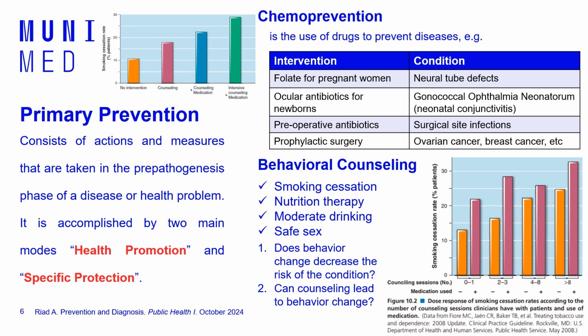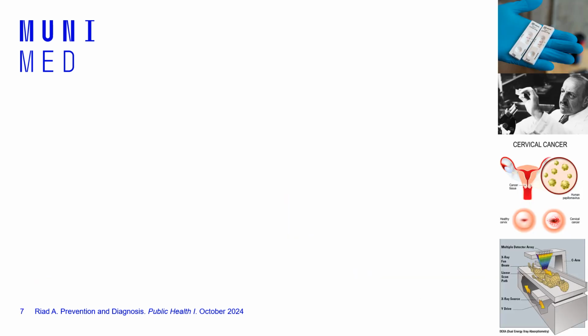So if you give your patient the proper time and the proper attention to discuss their health-related behaviors and try to modify them and make them more hygienic and more useful for their health, in this case you are significantly helping your patient to avoid some diseases. Okay, so this was primary prevention.